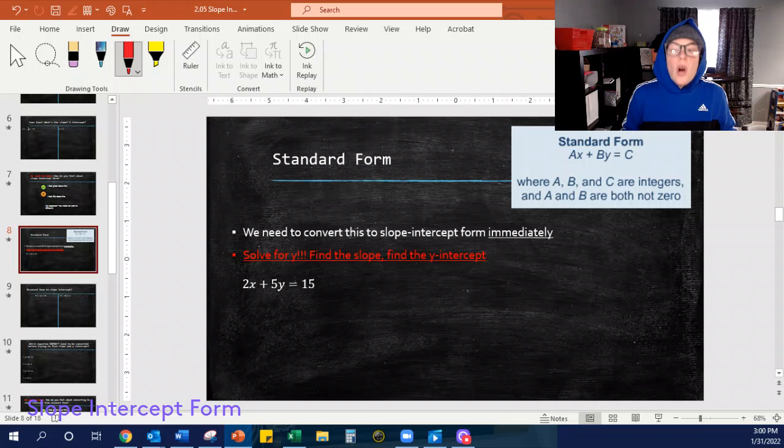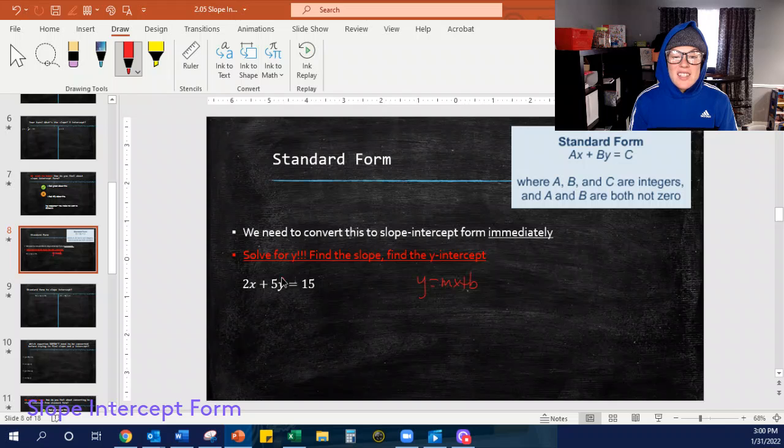I want to be able to easily see what the slope and y-intercept are so that I can graph the line if I need to. I can find lots of information about this line, but it's not like that right now. Right now, it's in this standard form, so I need to make it be in y equals mx plus b form.